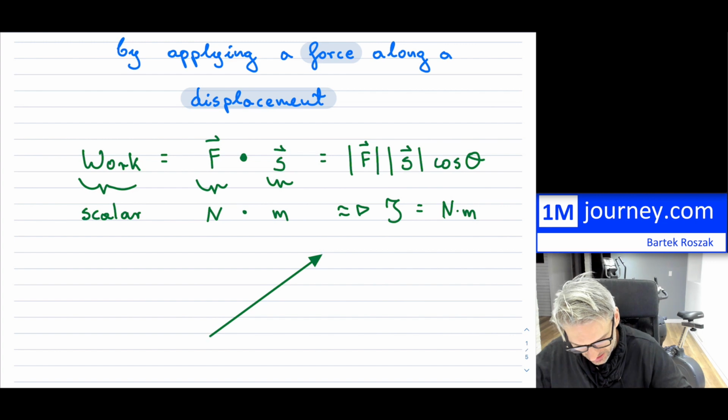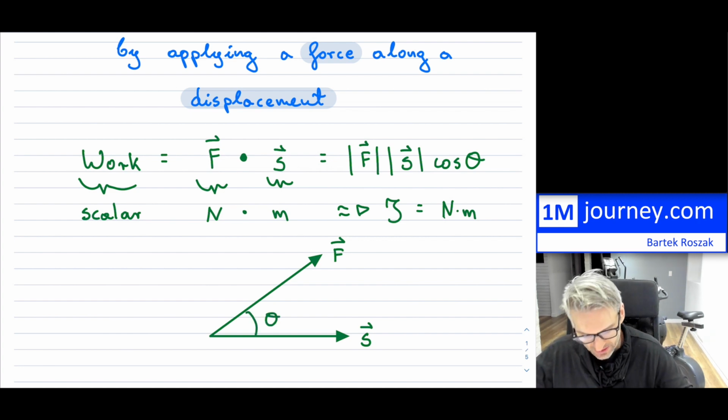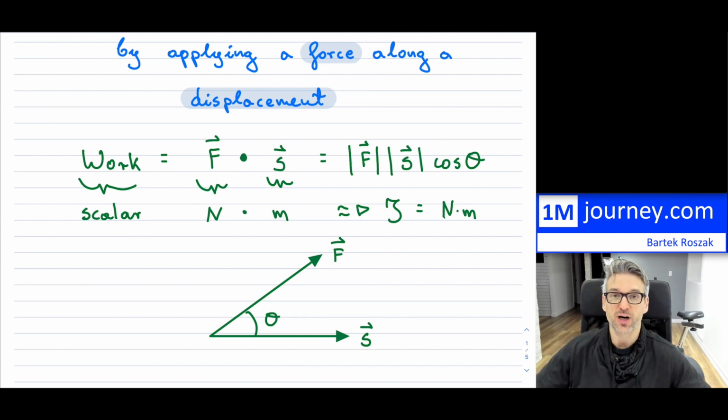So if I have something like this, and then I have something like this, and for example, this is my displacement, and this is the actual force that is being applied, and this would be the angle between them. And if you do the dot product, we will find out that we just get a scalar value, and that scalar value is going to have units of joules, which is just Newton meters.